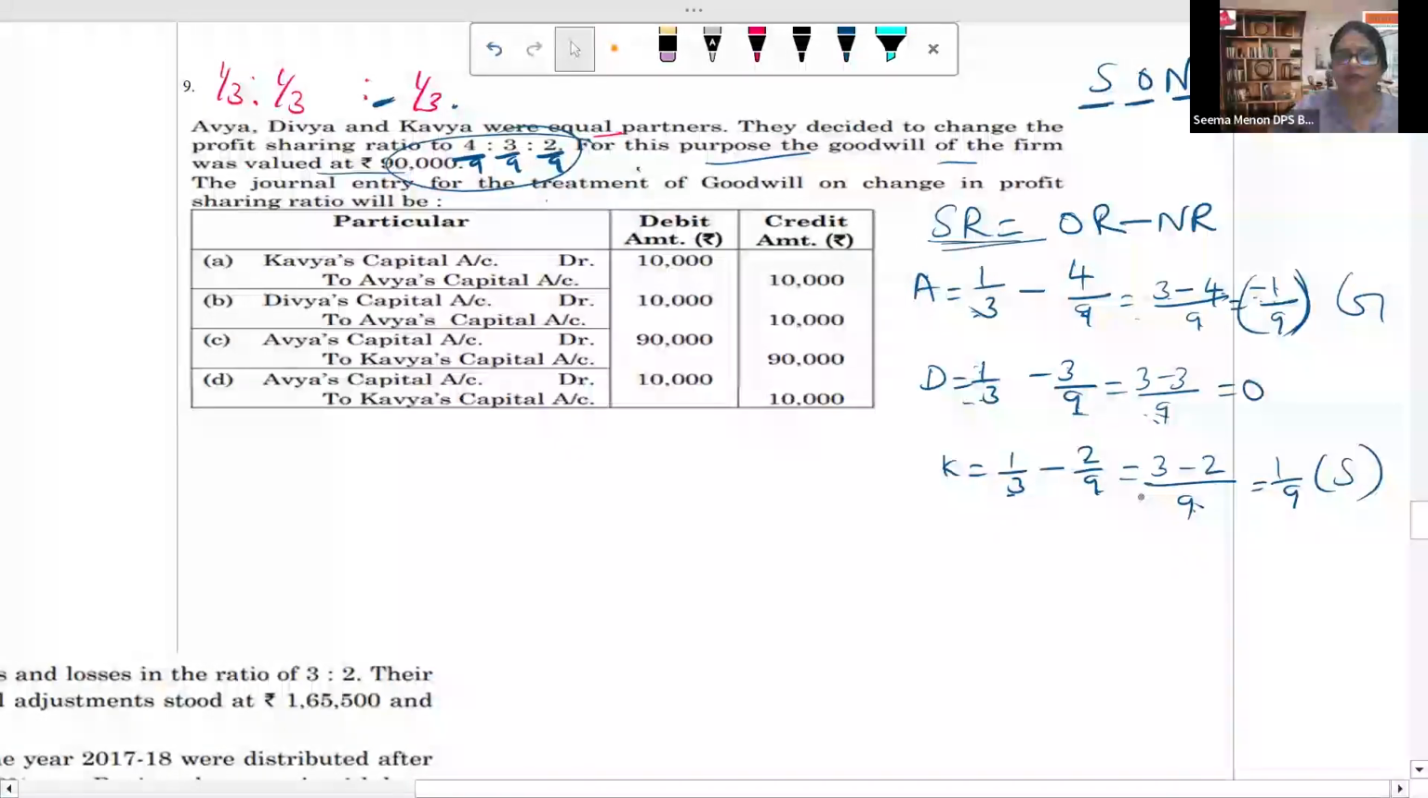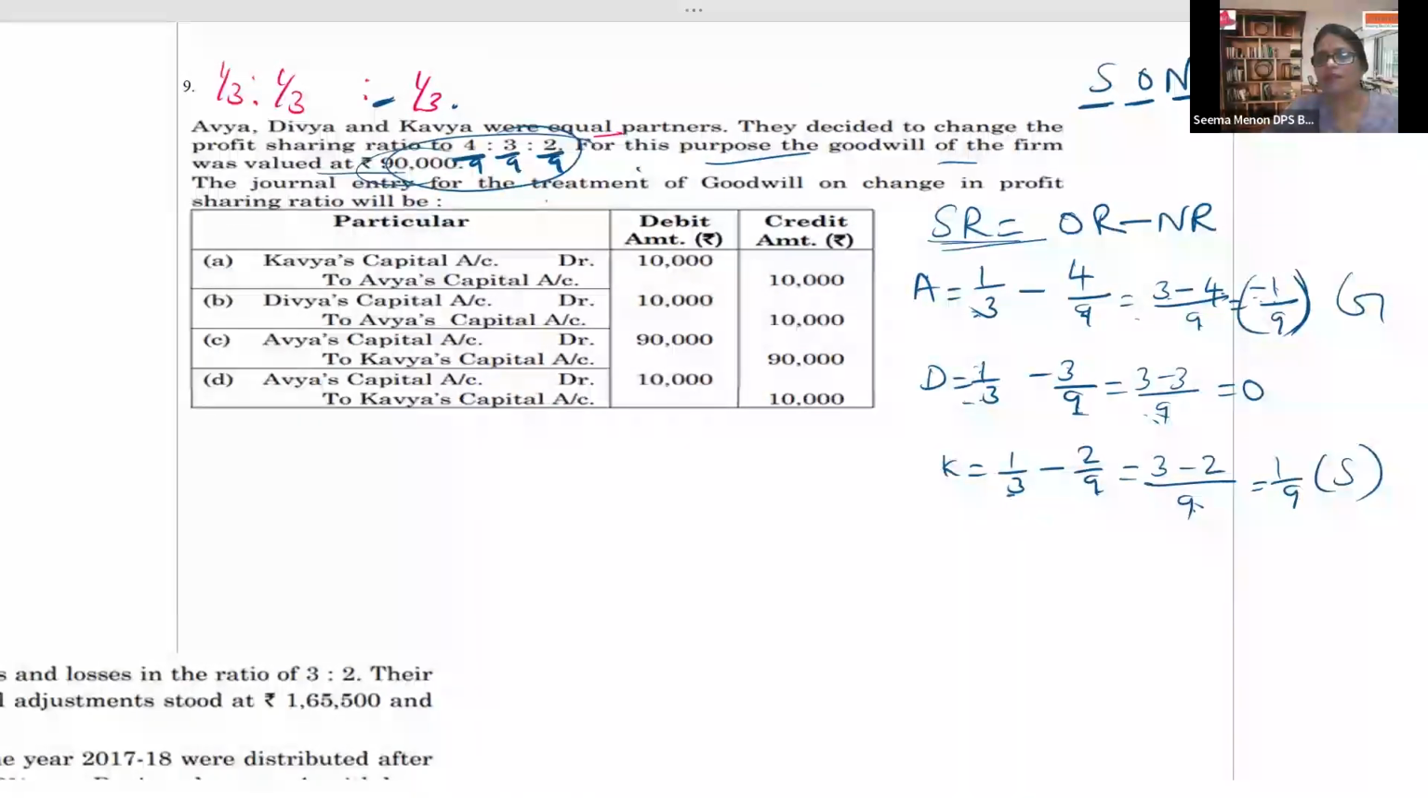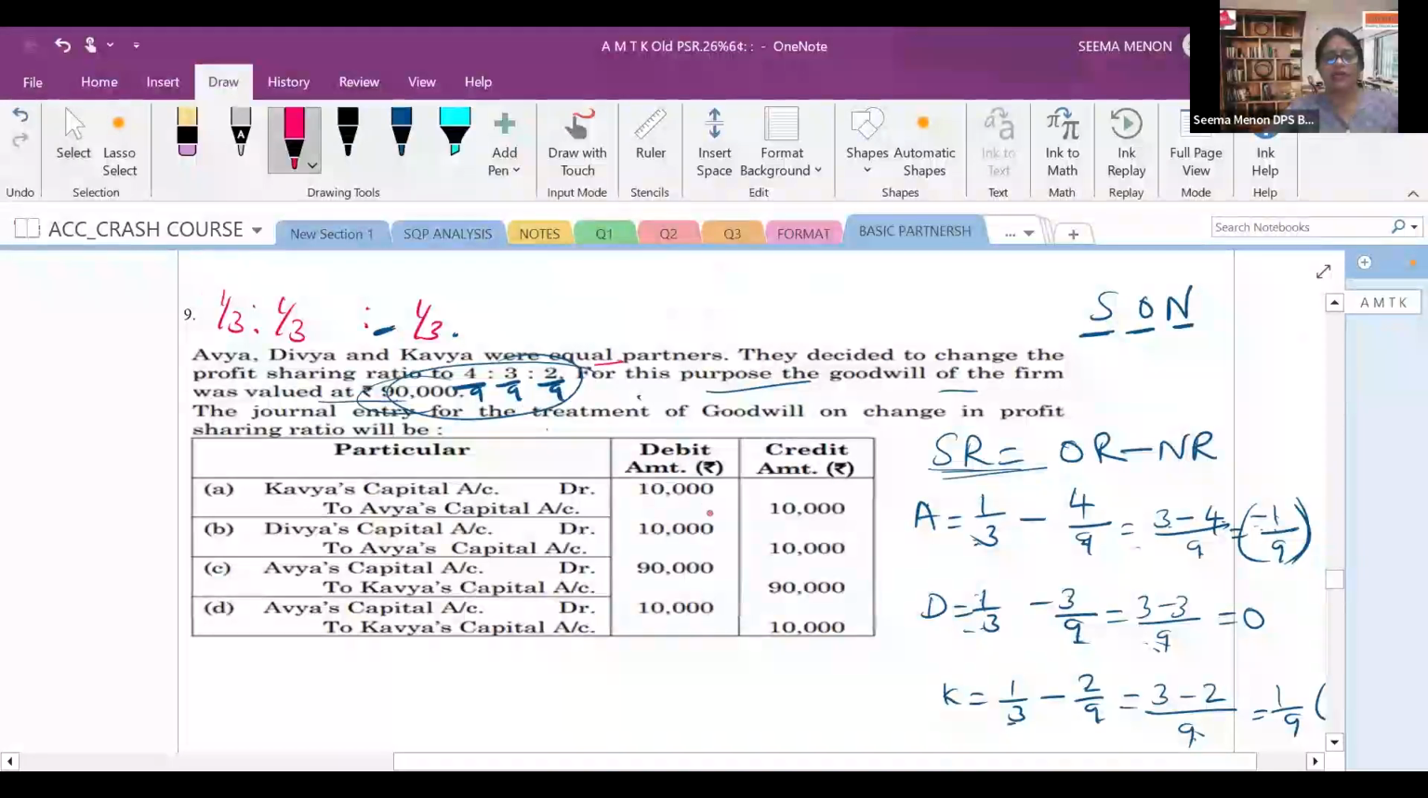Now we have to find out the amount of goodwill. You can see the goodwill amount. What is the goodwill amount? Let me check. We can see that the goodwill amount is 90,000.